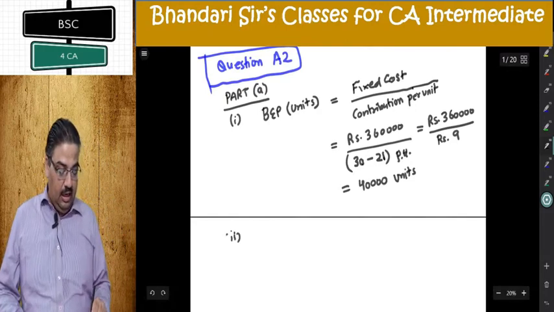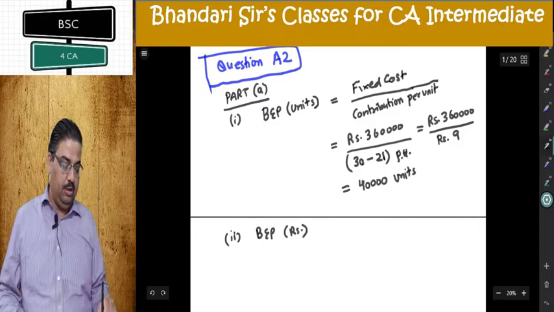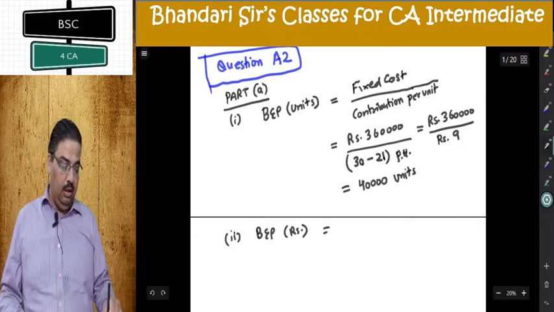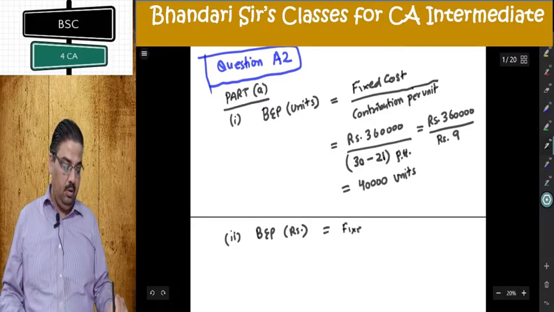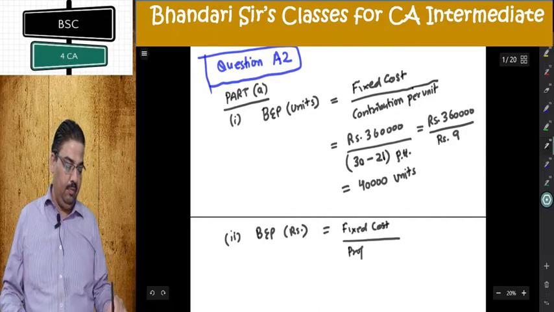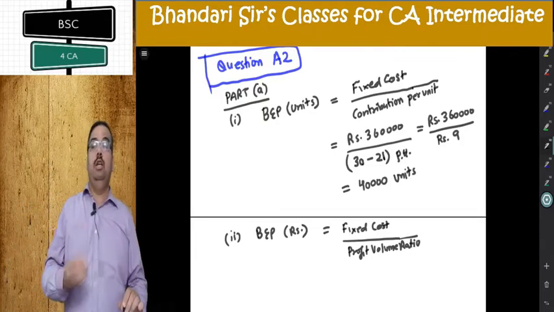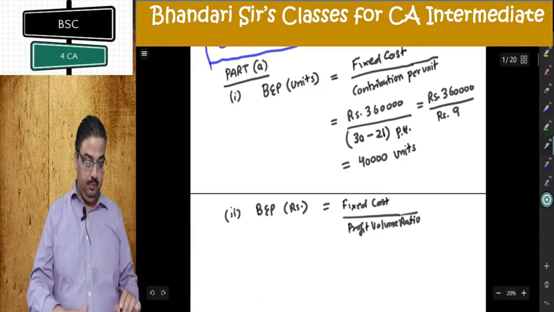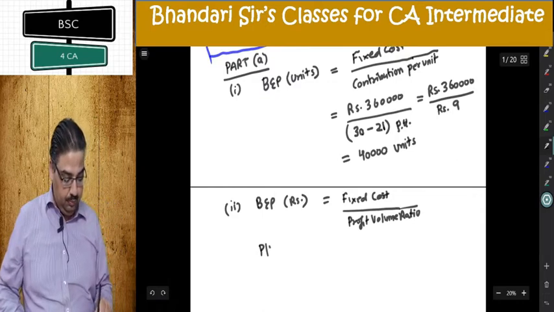In part A, second requirement, break-even point in rupees. One easy formula that you have done: fixed cost divided by profit volume ratio. In short, we call it PV ratio. I need to calculate that PV ratio, profit volume ratio. What is PV ratio?